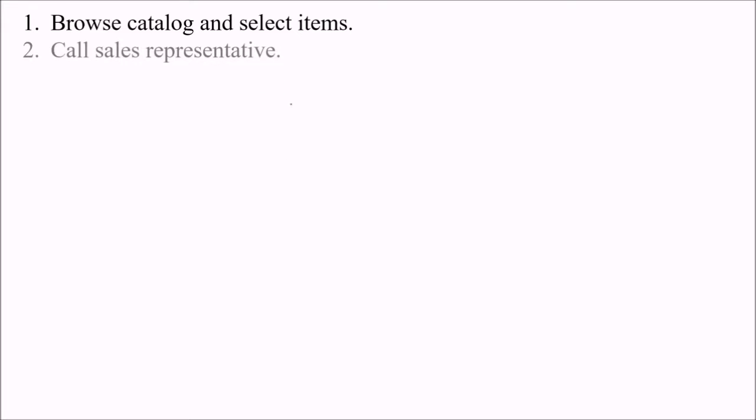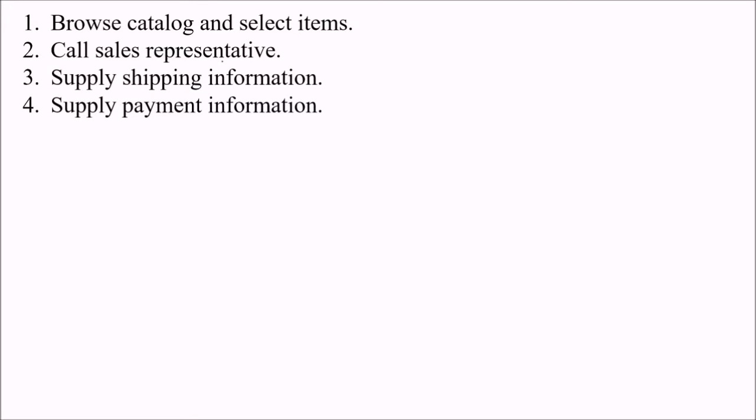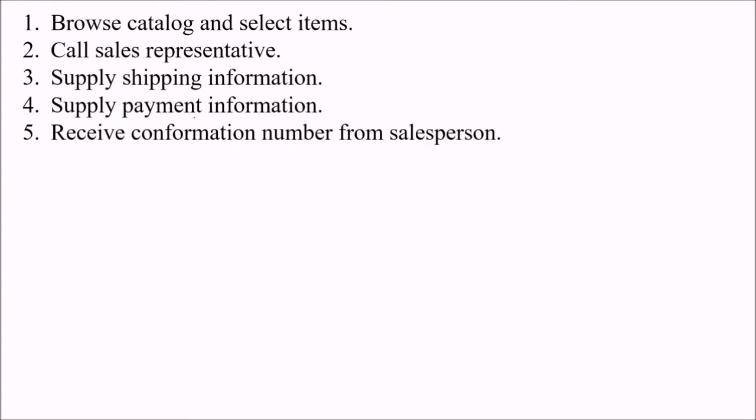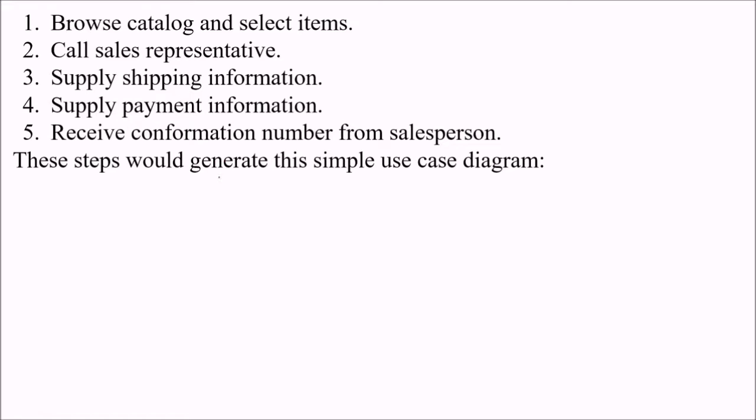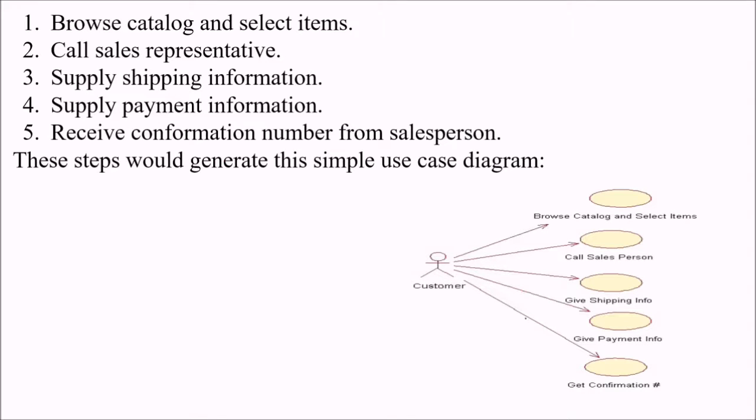Browse catalog, select items. Say, let us take an example. Call sales representative, supply shipping information, supply payment information, receive confirmation number from the salesperson. So these steps would generate this simple use case diagram. Like a customer will browse first, second, third, fourth, fifth. This is the simplest diagram which we can think of.